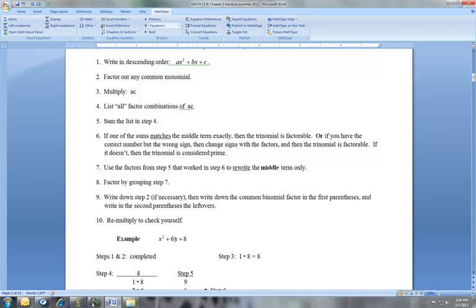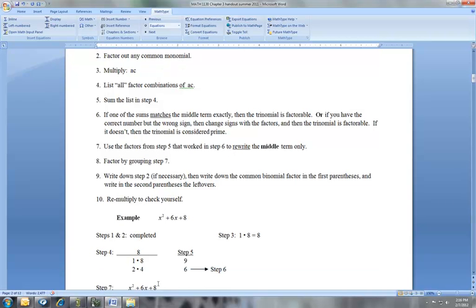So first thing, this is in descending order. There is no common monomial, so steps 1 and 2 are complete. Step 3, get my number here, which is 1 times 8, gives me 8. Now list all, quote-unquote, factor combinations of AC. If the value is positive, then I'll just do positive values. I always start with 1. So 1 times 8 will give me 8. 2 times 4 will give me 8. 3 doesn't work. I'm not going to write down 4 times 2 because that's going back up the other side.